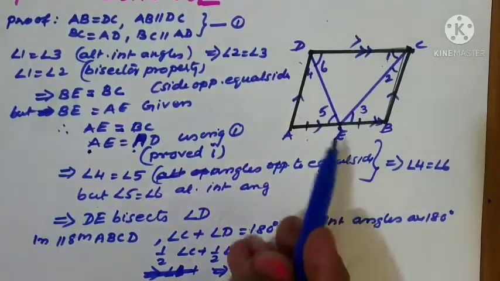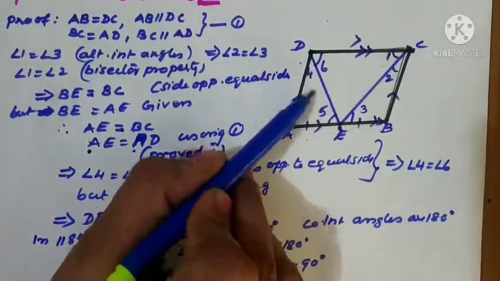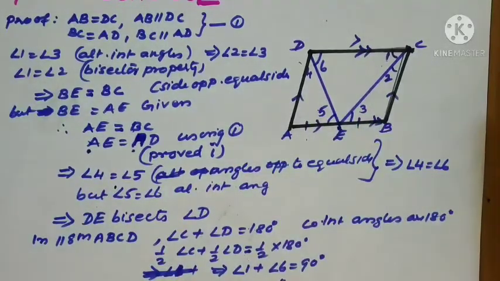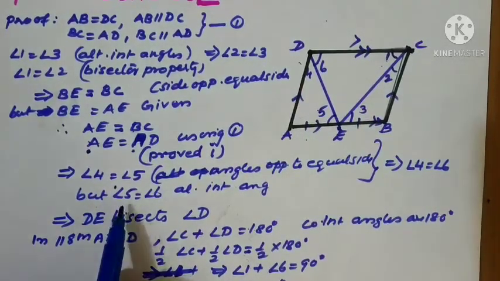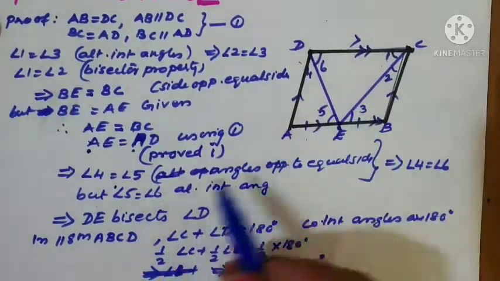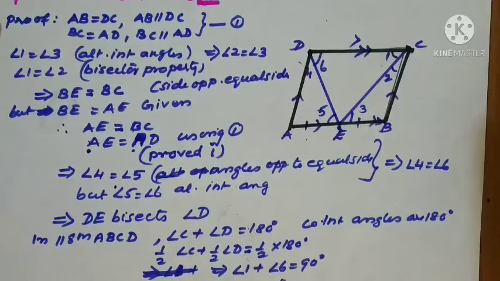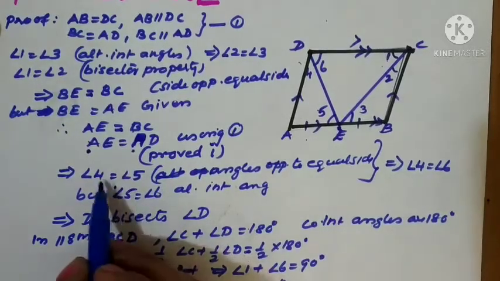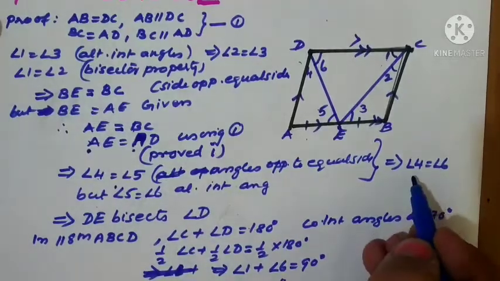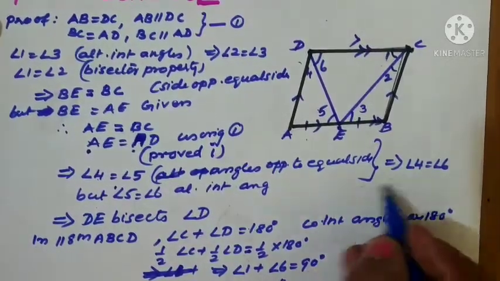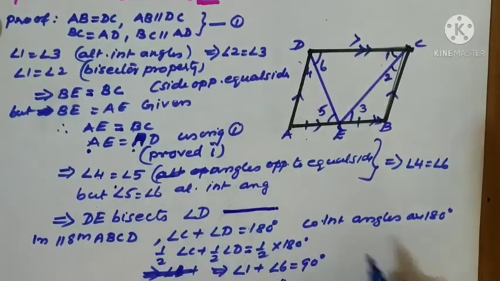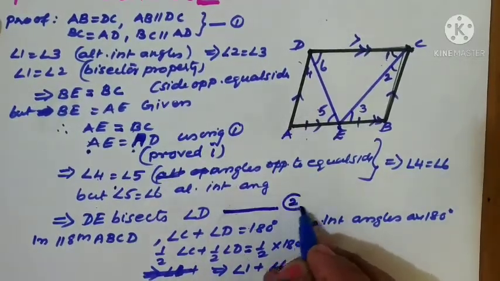Once we got AE equals AD, again the opposite angles 4 and 5 are equal. But 5 and 6 are also equal since they are alternate interior angles. Again what is the conclusion we can make? Angle 4 equals angle 5, angle 5 equals angle 6, therefore angle 4 equals angle 6. This shows that DE bisects angle D. Equation number 2.